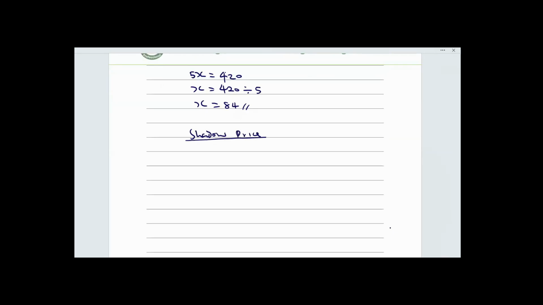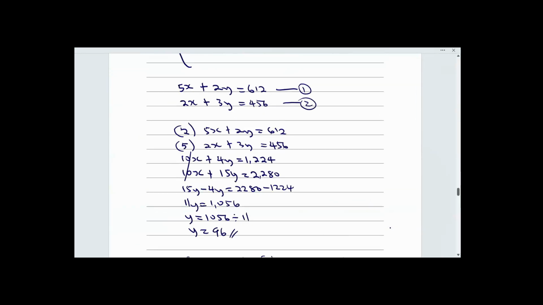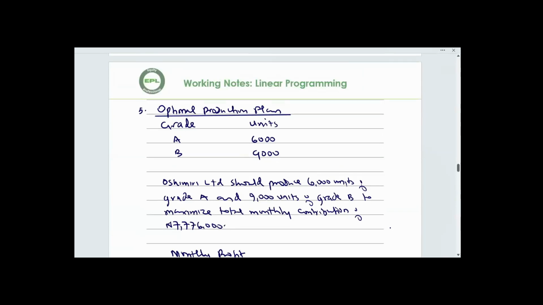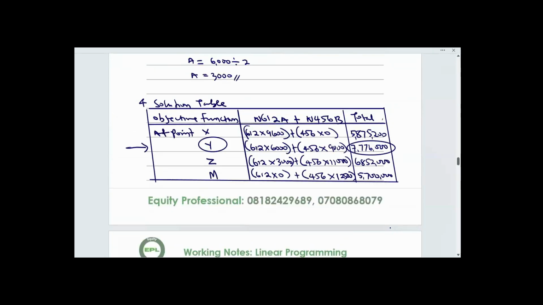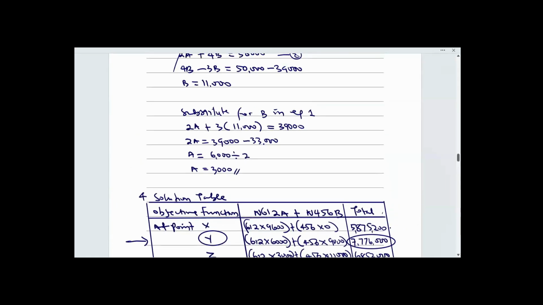Shadow price. Now, at that point Y, let's go back. What are the constraints you have at that point Y? We have 4 different constraints in this question. The first one was material kilogram. The second constraint was skilled labor. The third constraint was unskilled labor, and the last one is machine hour.